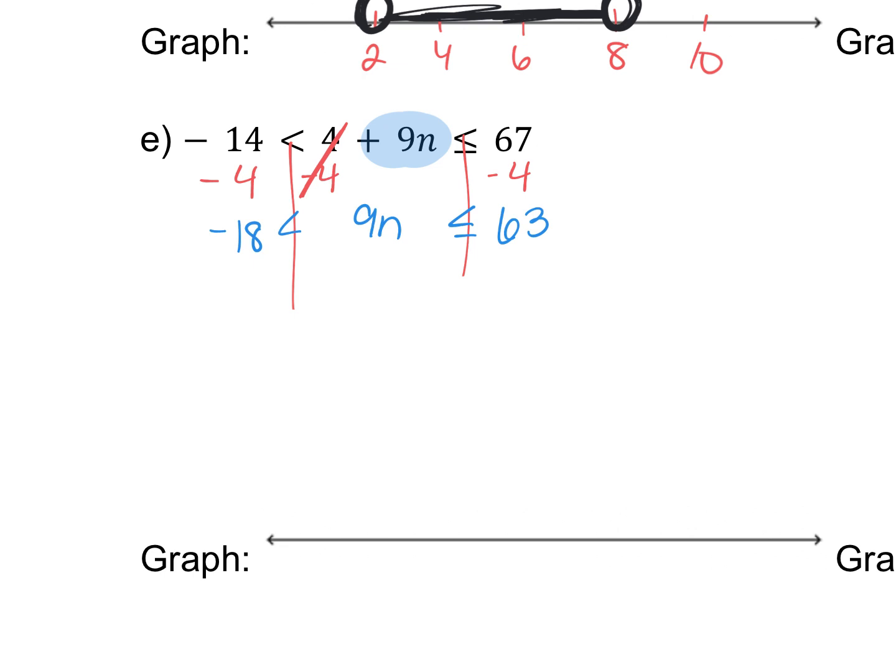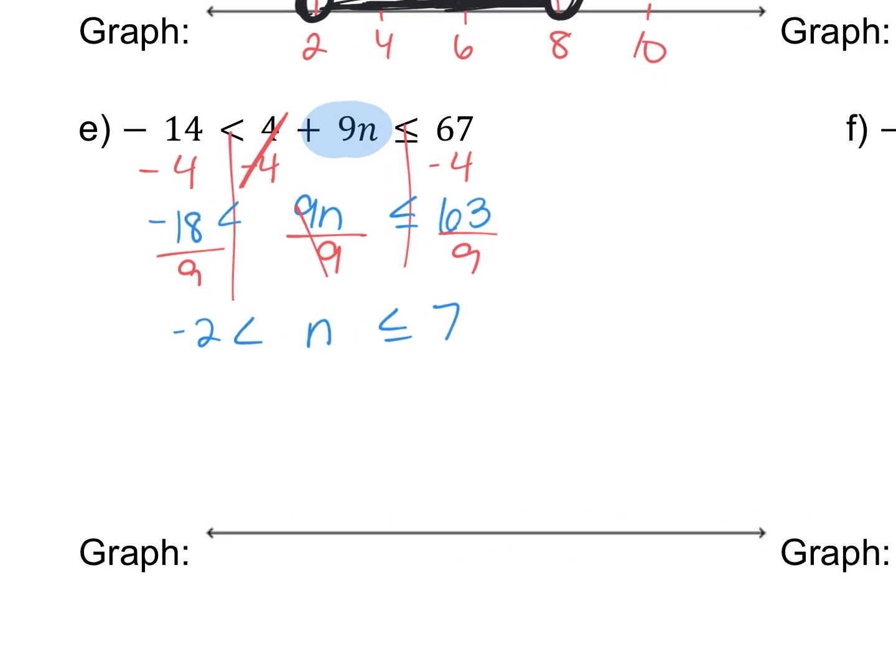Okay, so now we need to get the n by itself by dividing by 9. Do you flip? The answer is no, because that 9 is not negative. Okay, so n in the middle, and we're just going to drop our signs straight down because they didn't flip. Negative 18 divided by 9 is negative 2, and 63 divided by 9 is 7.